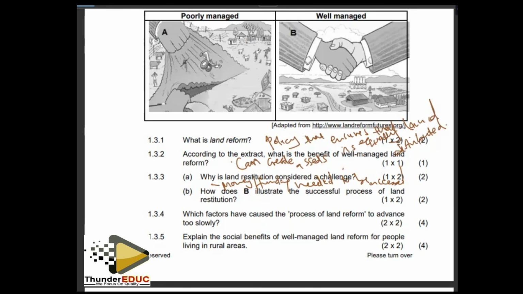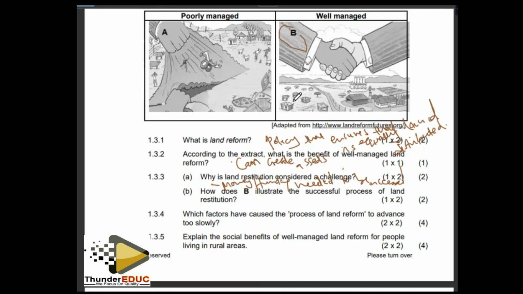Part B. Look at this B here. How does B illustrate the successful process of land restitution? You can see that in B, the picture shows people shaking hands. By them shaking hands, it simply means that it has been a successful process. People have reached an amicable agreement to say this is what is supposed to be done.